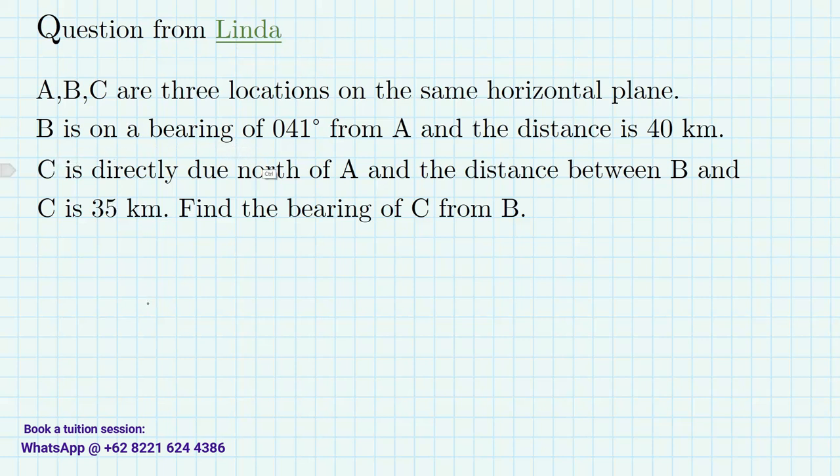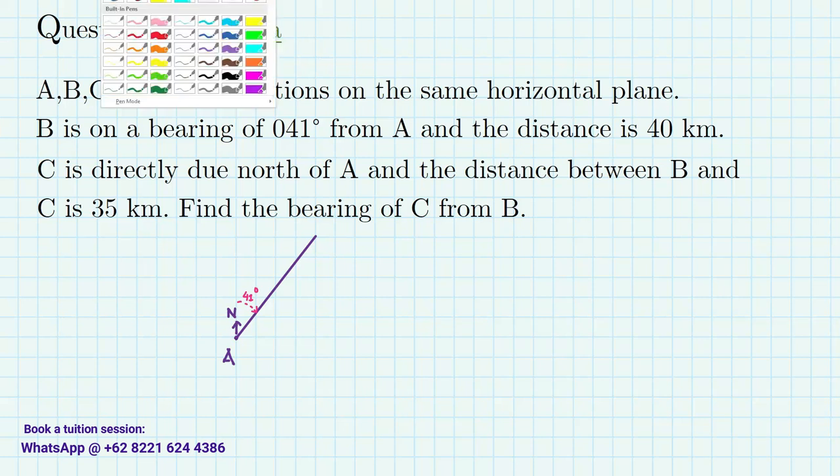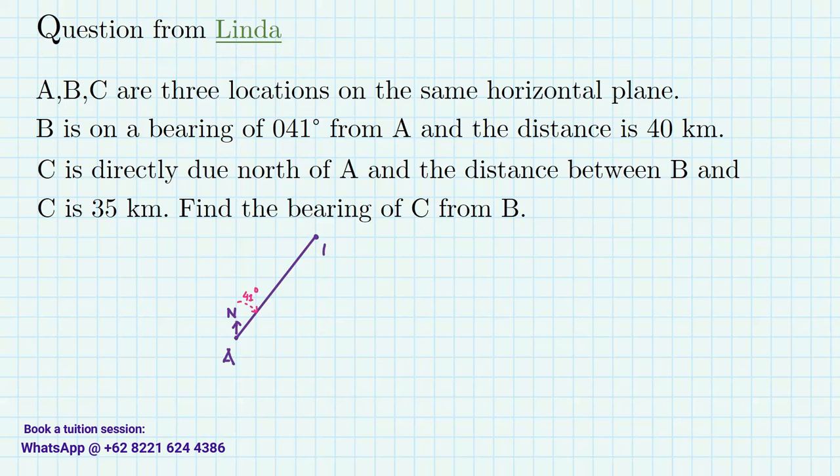B is on a bearing of 41 degrees from A. So let's draw it from A. And then let's draw the north direction, which is pointing up. The bearing is always in the clockwise direction from the north, which is 41 degrees, right? So let's say maybe it's somewhere around here. So this angle is basically 41 degrees. And then we're going to see point B, right? So that's going to be point B. And the distance is 40 kilometers. So 40 is the distance.